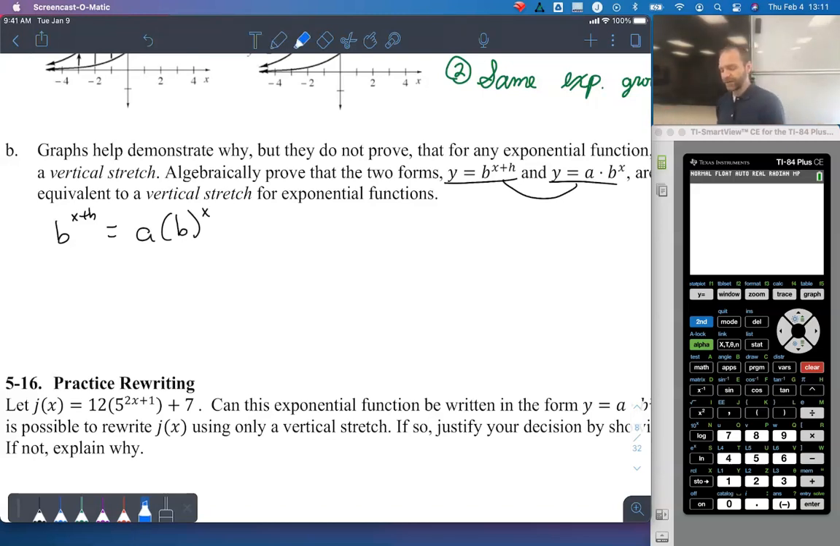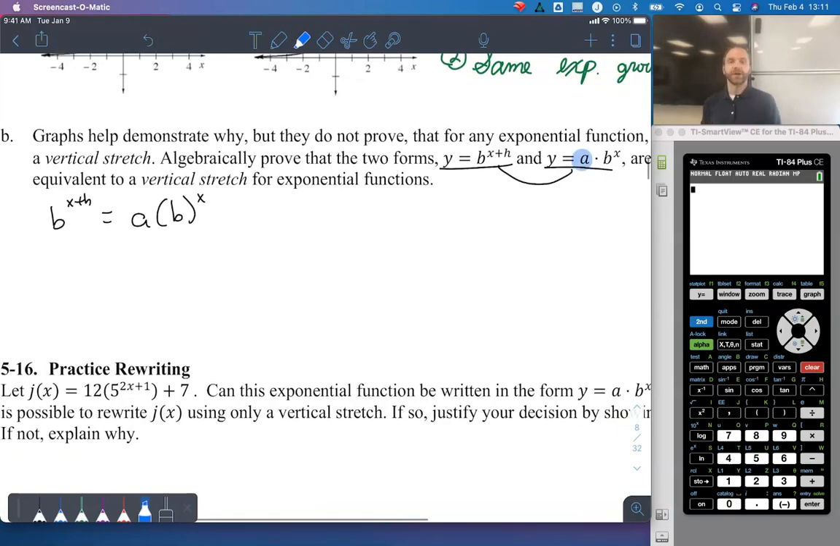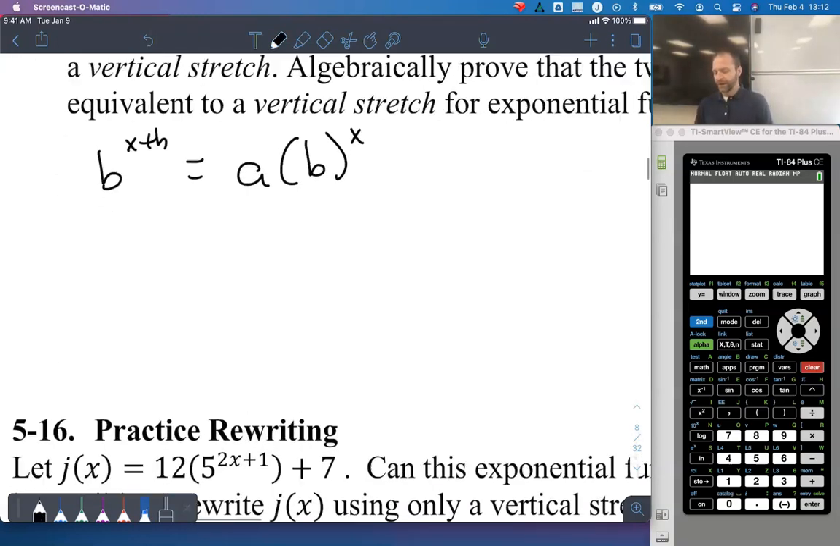A could be any coefficient that I want. I just need a coefficient, and a is going to represent it. I'm going to use the left-hand side, and I want it to equal the right-hand side. So, what do I do?